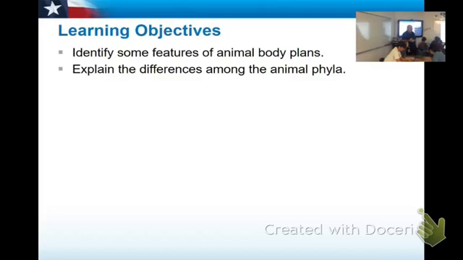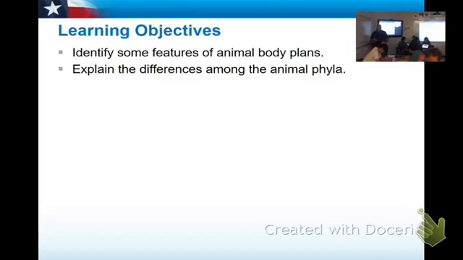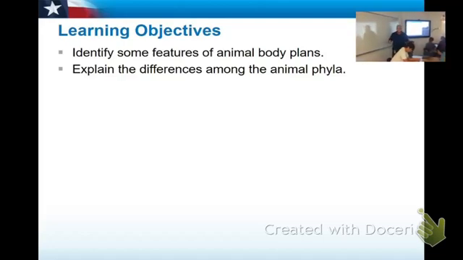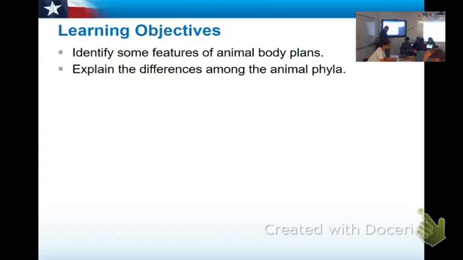The phyla basically are the divisions. When we talked about plants, remember we had conifers and angiosperms. Those were phyla as well. So phyla is just a classification or division of our animals.